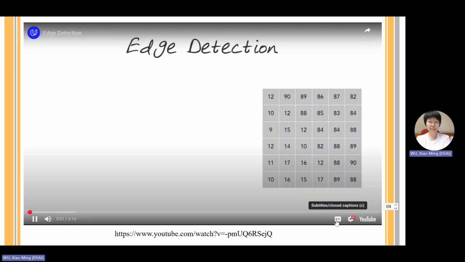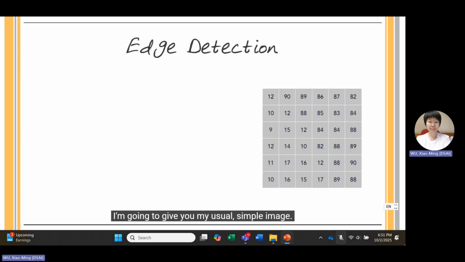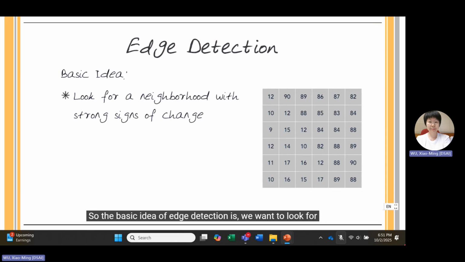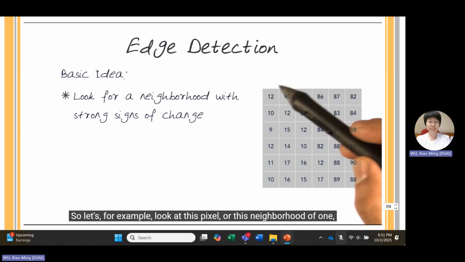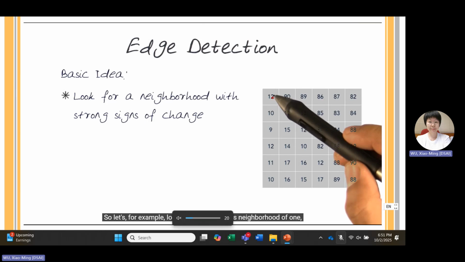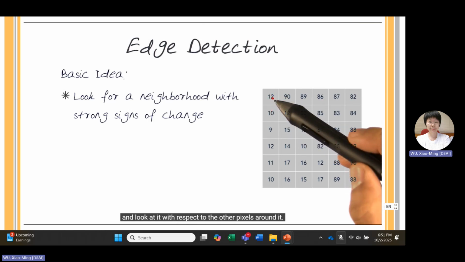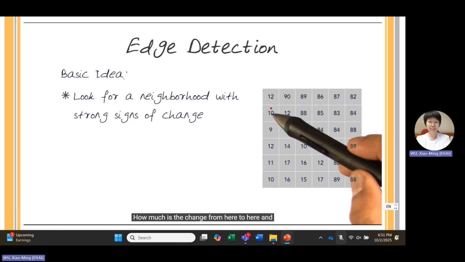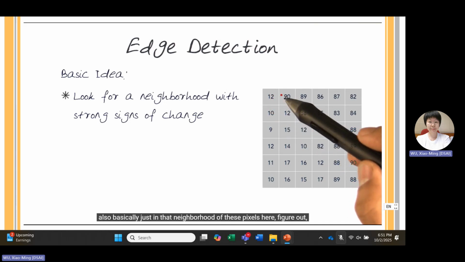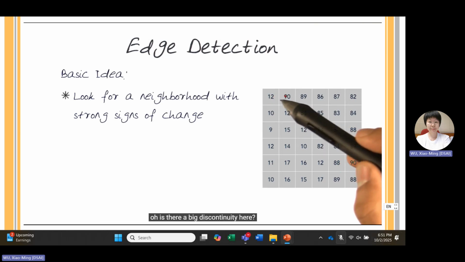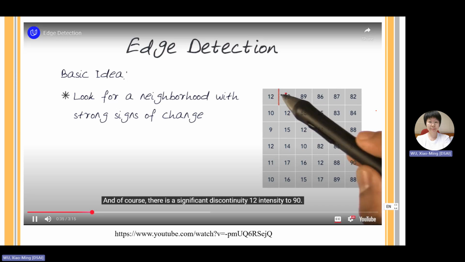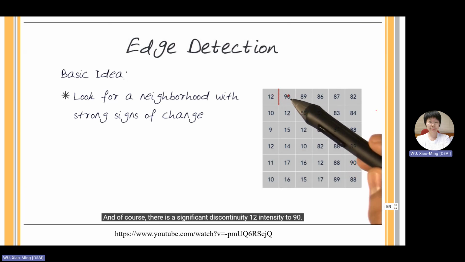So let's look at edge detection with a simple example. I'm going to give you my usual simple image. Let's use this as an example and see what we can do with it. The basic idea of edge detection is we want to look for a neighborhood with strong signs of change. So let's, for example, look at this pixel or this neighborhood of 1 and look at it with respect to the other pixels around it. How much is the change from here to there? How much is the change from here to here? And also, in that neighborhood of these pixels, is there a big discontinuity here? And of course, there is a significant discontinuity, from intensity 12 to 90.